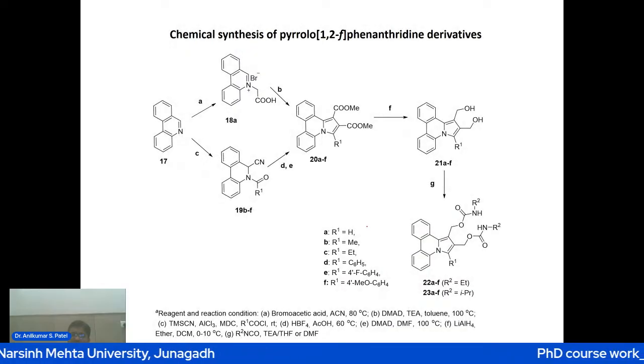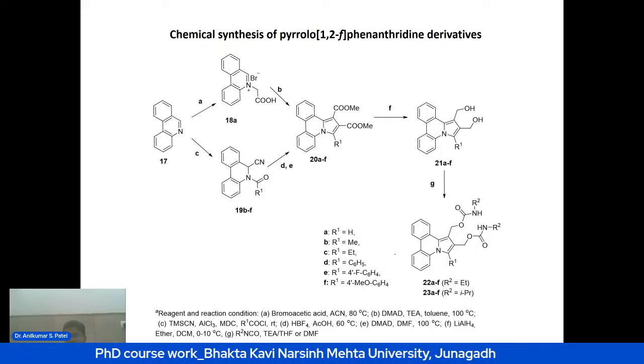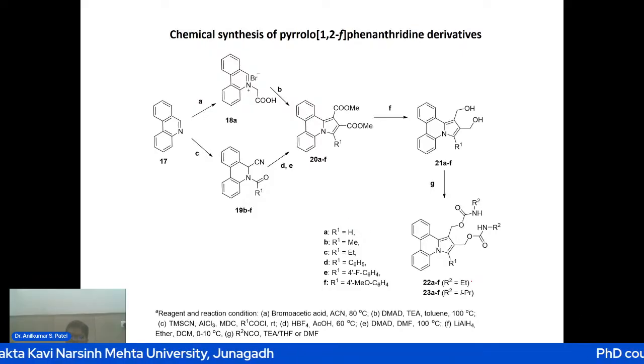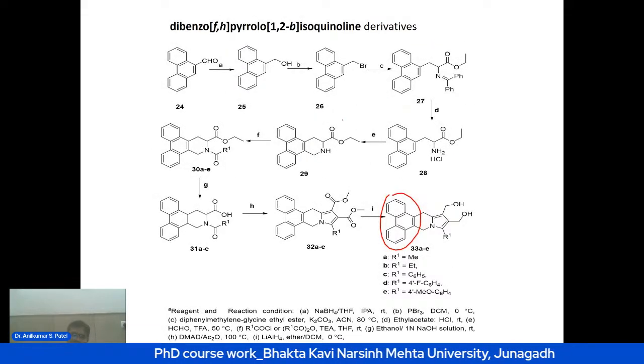Here we have prepared 12 molecules of diol as well as carbamates. So here we have synthesized more molecules, 18: 6 for diol, 6 for ethyl carbamate, and 6 for isopropyl. In total, 18 molecules we have prepared for class 1, and 5 molecules from class 2.